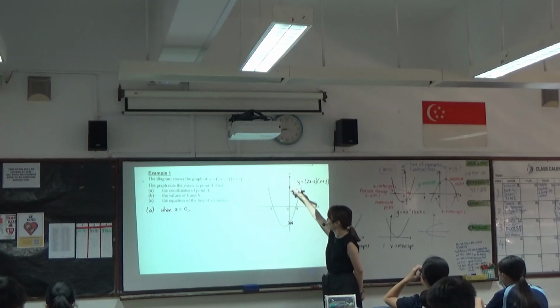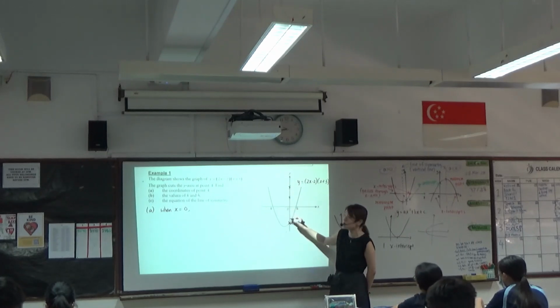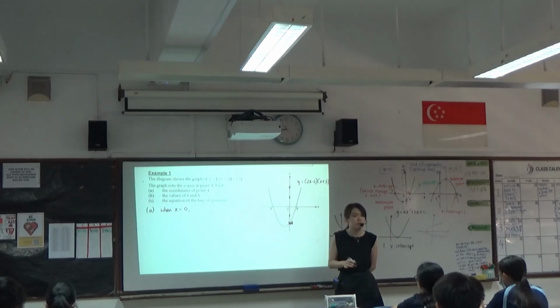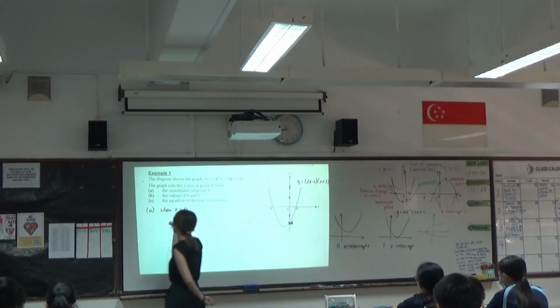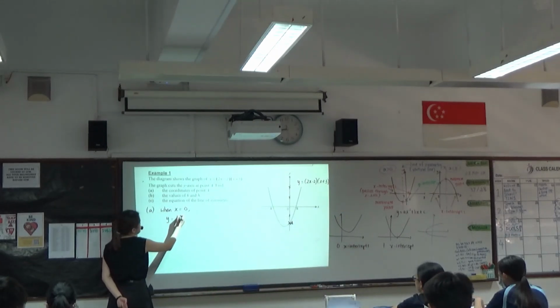Alright? You have this point here, x is 0. This point here, x is also 0. Any point on this vertical line, x will be equal to 0. So we let x equal to 0, then we can find out what is y.